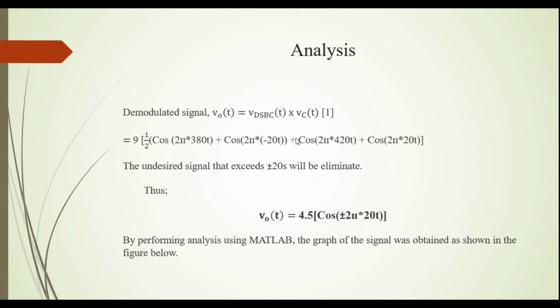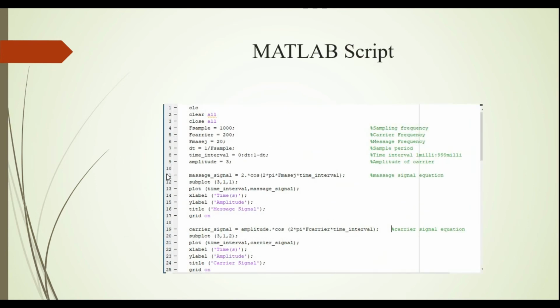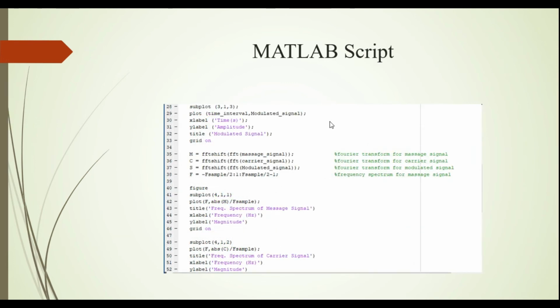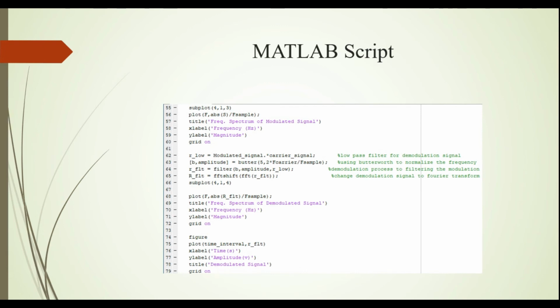Next, for the analysis of V output, which is V demodulated, we get 4.5 cos 2 plus minus 2 pi 2t. Then we will perform the analysis by using MATLAB to obtain the signal. So here's the MATLAB script we perform. Insert all the signals into the script, then we will run the simulation to obtain the graph. We will analyze the process by referring to the graph.